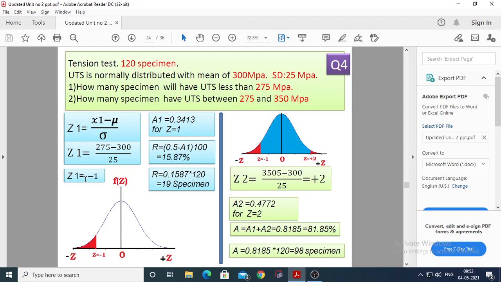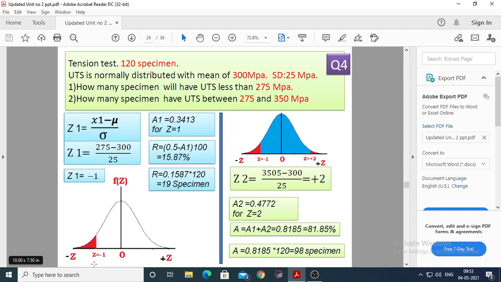Then you will get the first answer: how many specimens will have UTS less than 275 MPa? We want to calculate the rejection again, but we consider the half part of that graph. Again plot the graph f(z) versus z. Here the mean is 0, with minus z and plus z, and we are getting z equal to minus 1, which means up to this point.